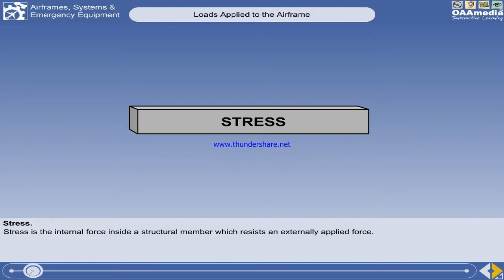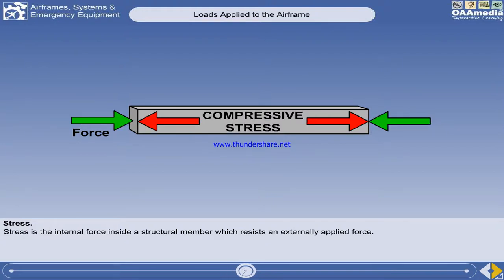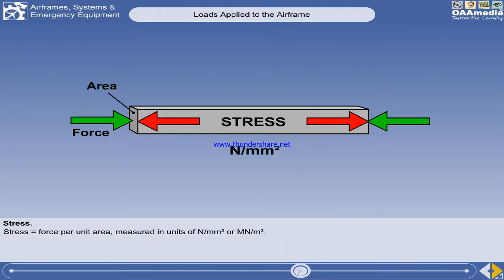Stress is the internal force inside a structural member which resists an externally applied force. And therefore, a tensile load or force will set up a tensile stress, and a compressive load, compressive stress. Stress is defined as the force per unit area and is measured in newtons per square millimeter or meganewtons per square meter.